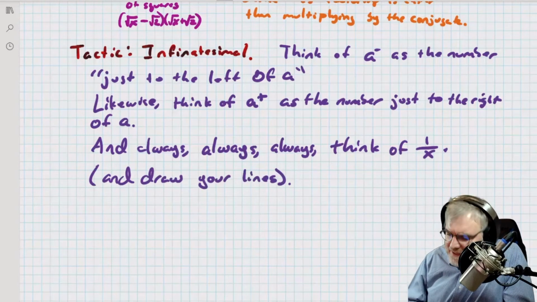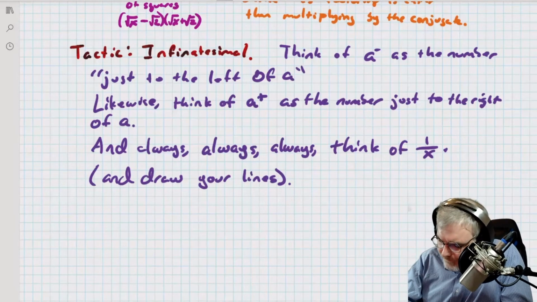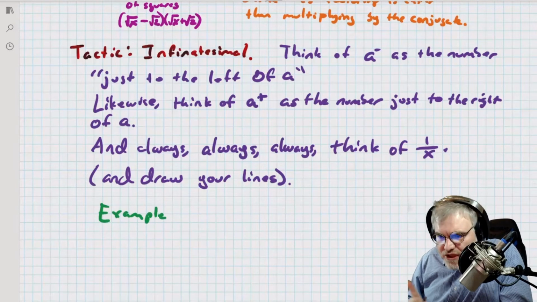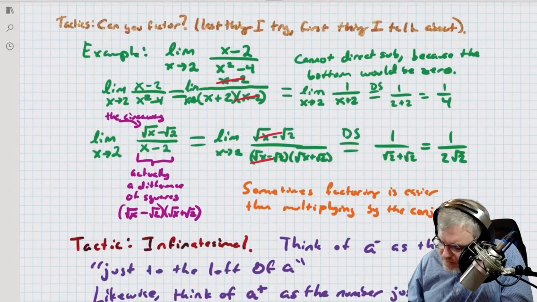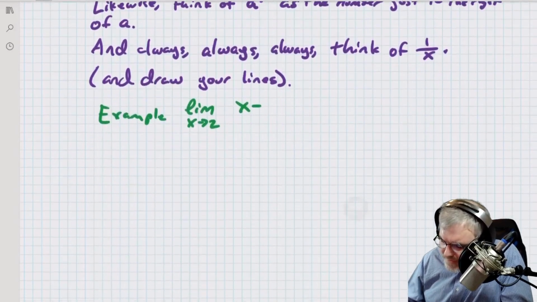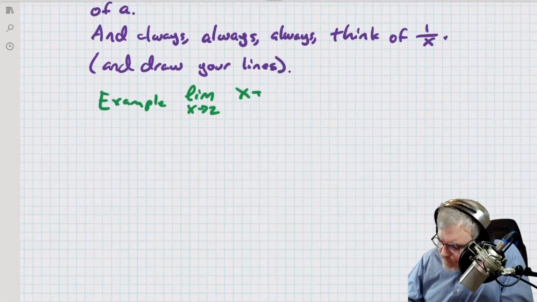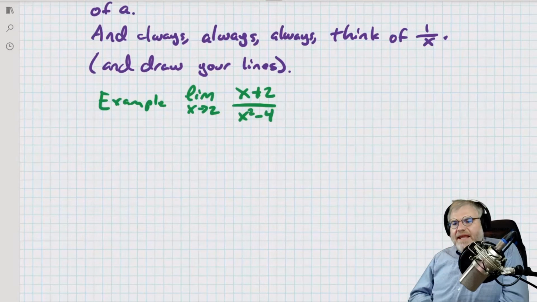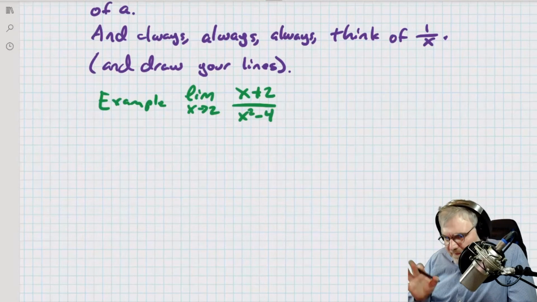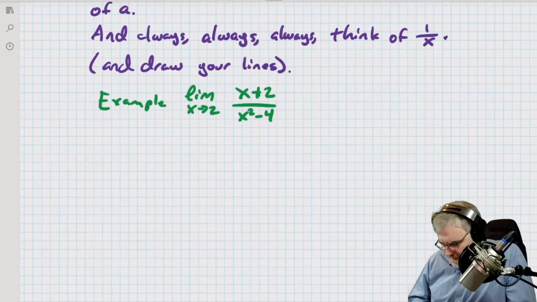Let's go back to that example we had before. But let's change it a little bit. Let's do the limit as x goes to 2 of x minus, which one did I do? No, I did minus last time. So plus 2, x plus 2 over x squared minus 4. Now, I could factor this, but let me show you a better way to do this.